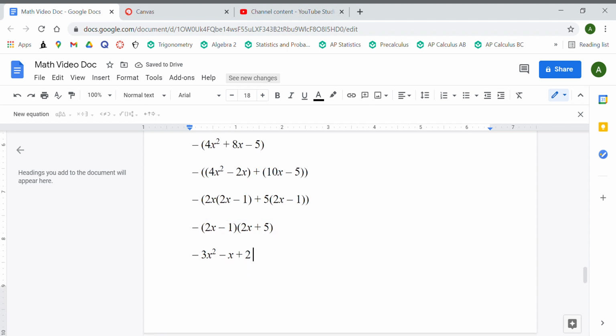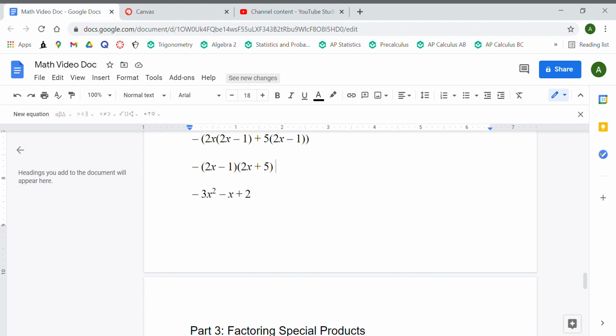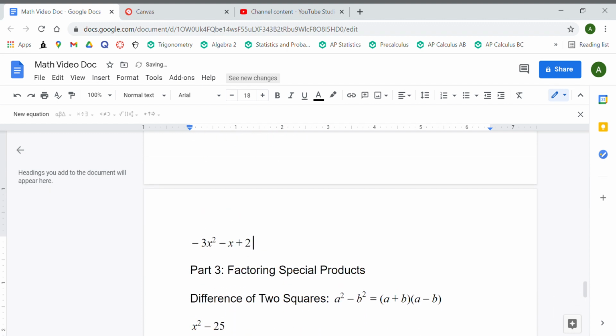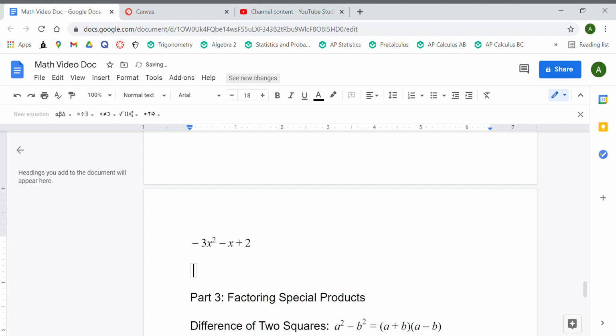Now try this one. It's going to be negative 3x squared minus x plus 2. All right, now I want you to pause the video and try to work this out on your own. Remember to take that negative out before you start factoring. Okay, so we take the negative out and everything is reversed. So it's going to be positive 3x squared, positive x, negative 2.